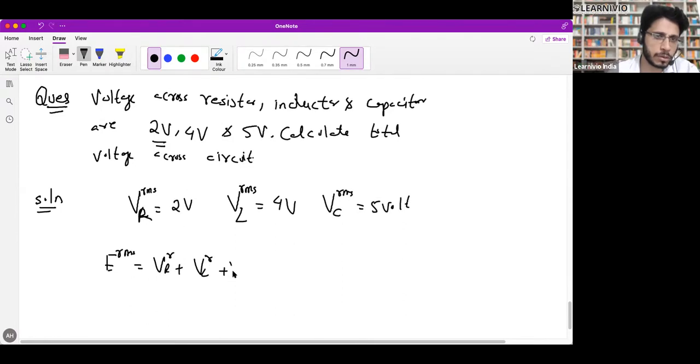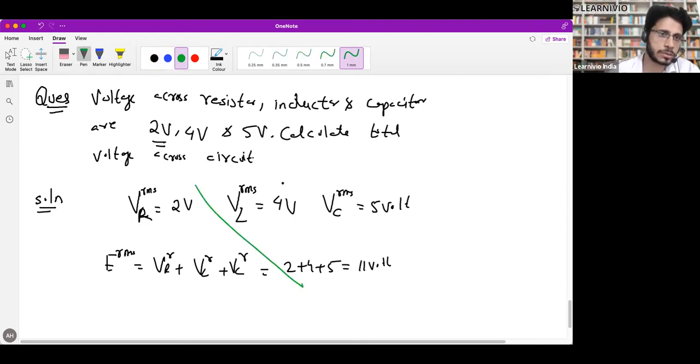Sum of all. You wrote it like 2 plus 4 plus 5, 11 volt. This is wrong. You can't calculate it. You can't add them up algebraically. To add them up, you need vector laws. So this calculation is wrong.